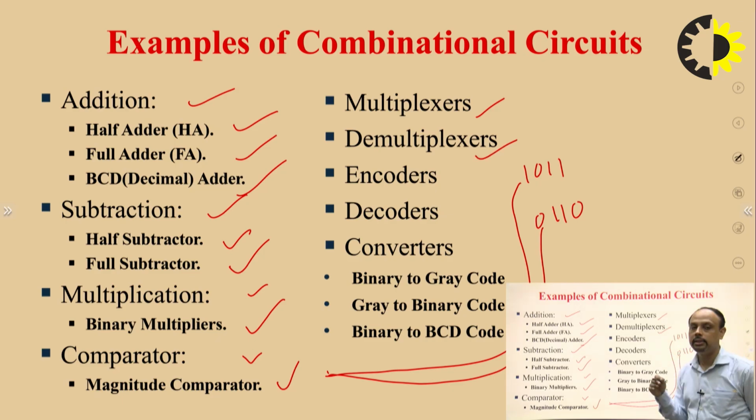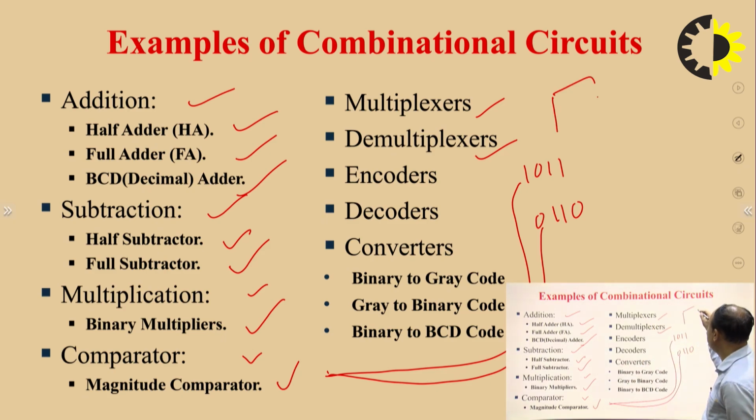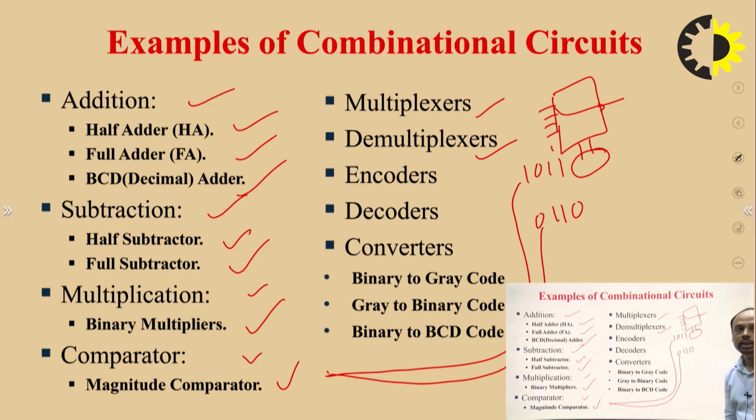A multiplexer is a special circuit in which there are multiple inputs and only one output at the output terminal. So if we see the block diagram of the multiplexer, there are multiple inputs and only one output, and the multiplexer selects one of the inputs to the output with the help of the selection lines. So this is again a combinational circuit, the multiplexer.